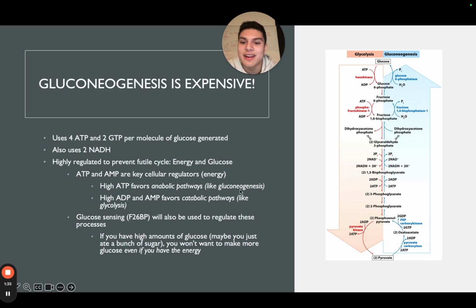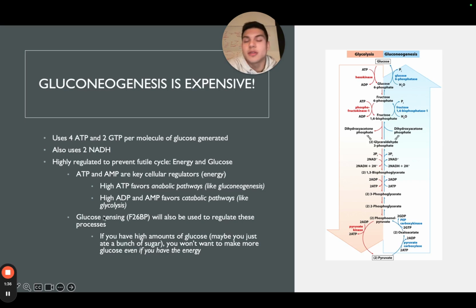ATP and AMP are key regulators of this. ATP is high energy, meaning that we can do this. We can expend energy. ADP and AMP favor catabolic processes. It's saying, hey, we need energy. We cannot do gluconeogenesis right now. We can't supply enough power to it.